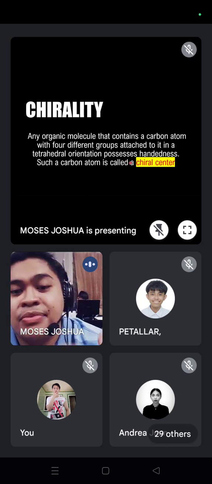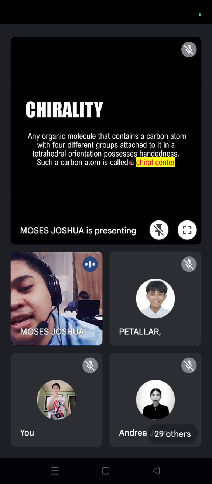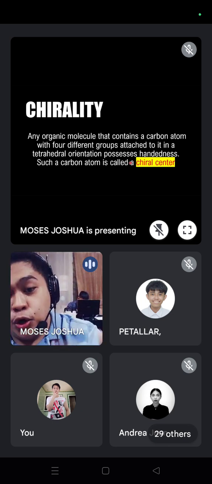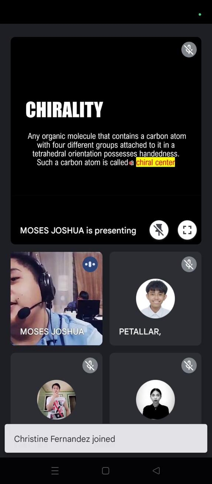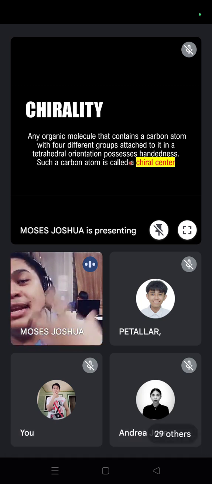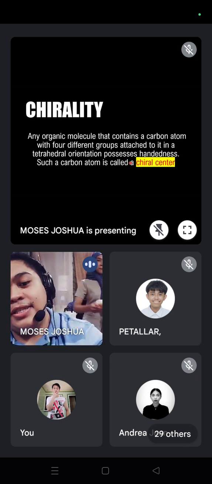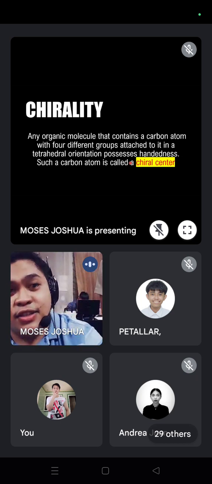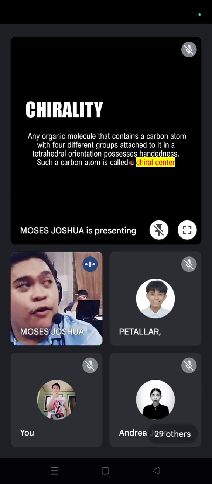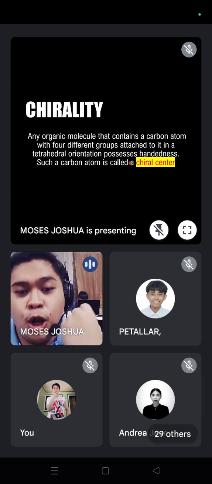So again, we have this carbon atom being attached to 4 groups. It could be hydrogen, chlorine, bromine, or iodine, as long as 4 groups are attached, and it is now considered a tetrahedral structure. Meaning there are 4 bonded pairs and no lone pair.